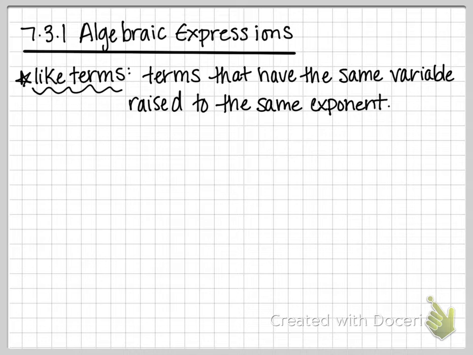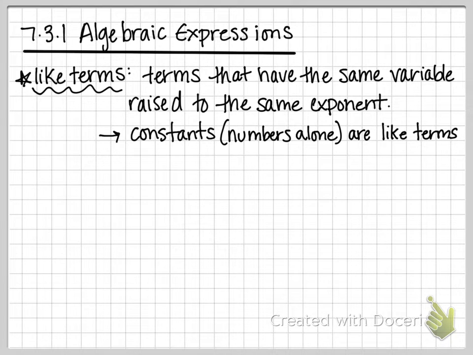But just know that like terms have to have the same variable. So they have to both have an x or both have a y. And those variables have to be taken to the same exponent. So either just x or x squared or x to the third. The other one also has to be x squared in order to combine the terms. Cubed is the third.